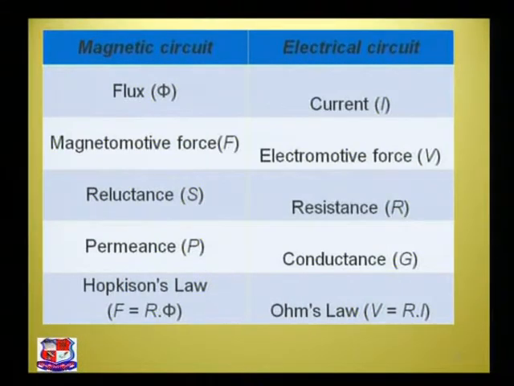So in the magnetic circuit, you see that flux corresponds to current I in the electric circuit. Same for magnetomotive force, in the magnetic circuit, it corresponds to electromotive force in the electric circuit part. Third, if you see the reluctance S in the magnetic circuit, it corresponds to resistance R in the electric circuit part. Fourth, permeance in the magnetic circuit part, this corresponds to conductance G in the electric part. Fifth, Hopkinson's law for the magnetic circuit, it is given by F equal to R phi, it corresponds to Ohm's law, V equal to RI.